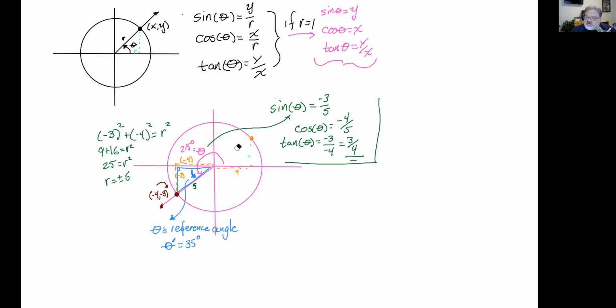So oftentimes we'll at least be thinking in terms of our reference angles, so we can think about it in terms of triangles. Questions about that?